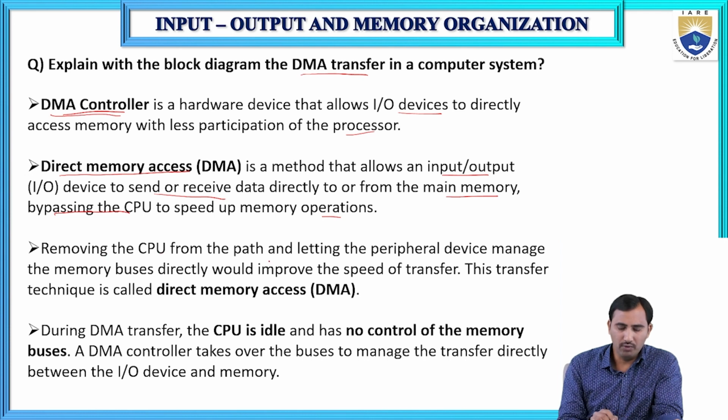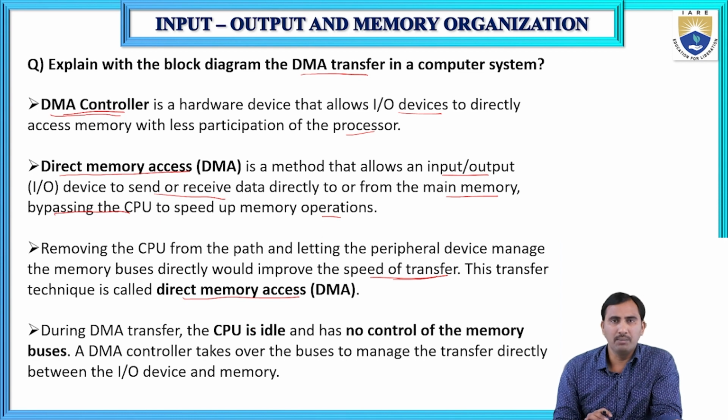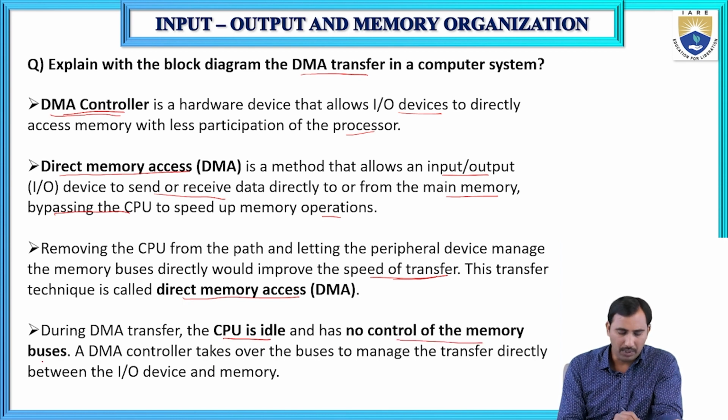Removing the CPU from the path and letting the peripheral device manage the memory buses directly would improve the speed of transfer. So by using this direct memory access method, we can improve the speed of transfer, because we are bypassing the CPU and directly transferring the data from the IO device to the memory. This transfer technique is called direct memory access. During this DMA transfer, the CPU is idle and it doesn't have any control of the memory buses.